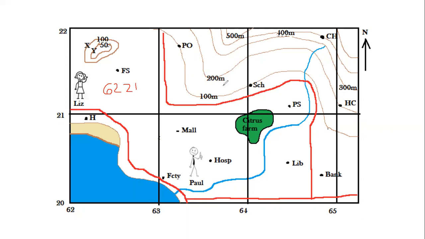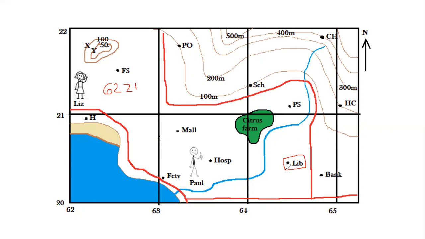All right. If you said the LIB right here, then you are correct. All right. So we want to find the 4-figure grid reference of the library, and the same rules apply.